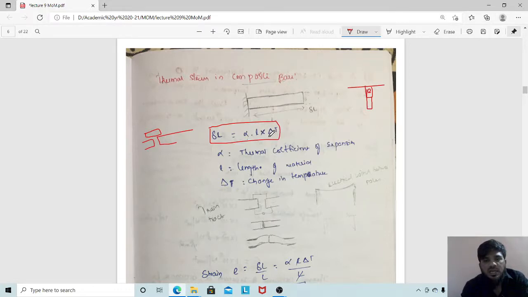What is this delta T? It is nothing but the change in temperature, how far the temperature is going to change. If you are changing from 0 to 100, the deflection will be of one type; if you are changing from 1 to 10, it will be different. So the most important thing here is the change in temperature. The next thing is the length of the material, how big a length you are using. Next is the type of material, which is decided by the coefficient of thermal expansion.